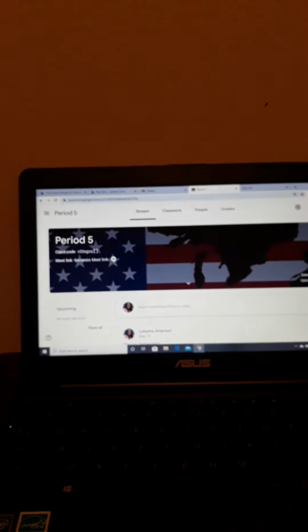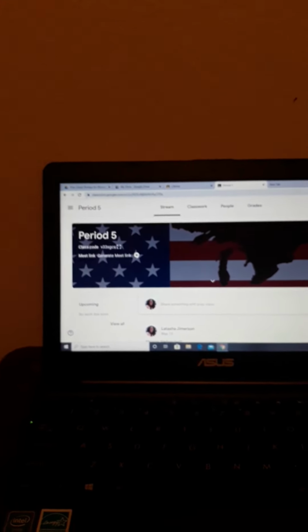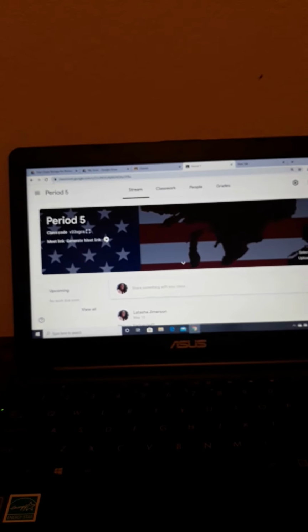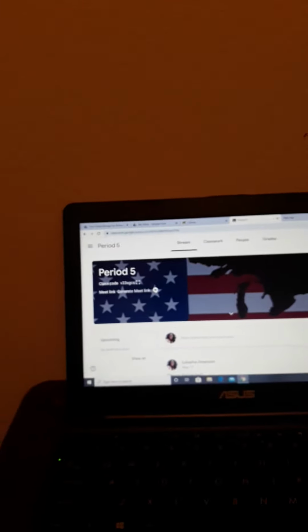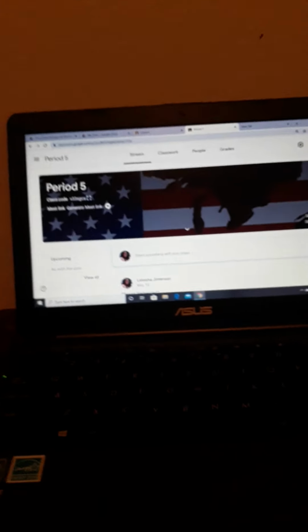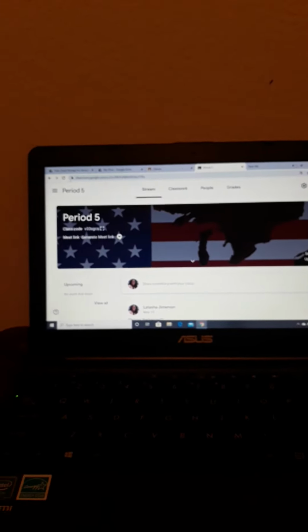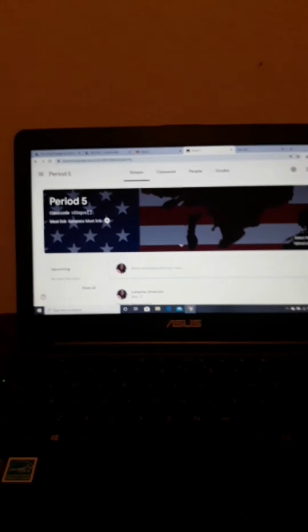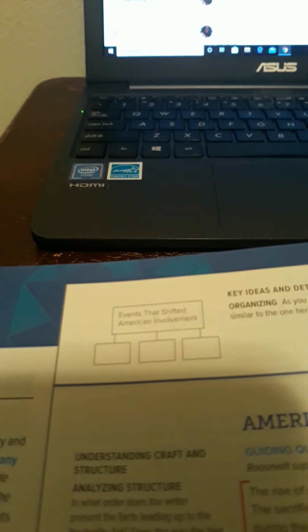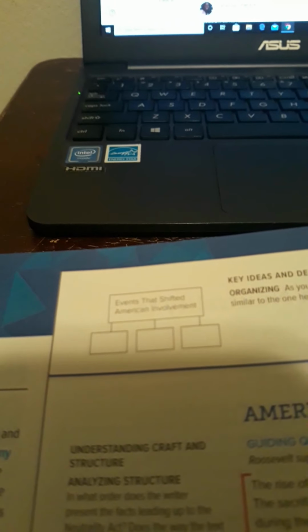Also, Chapter 10, Lesson 2 talks about the involvement of the United States, and how did they get involved in World War II? So there's this little chart that I want you to pay attention to on page 386. And it says, events that shifted American involvement. So there are 3 events, okay?